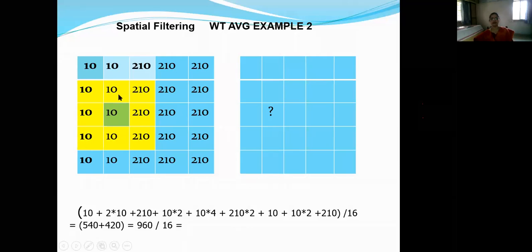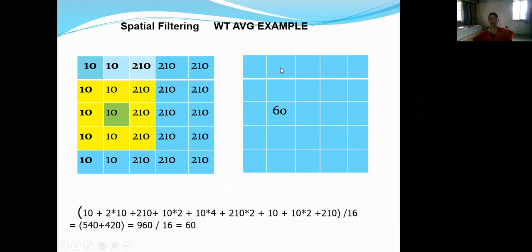16. So you will get this equation to determine the new value of the pixel by applying weighted average filter. Multiply every pixel value with its respective weight value and then add all these values. So the result is 960 by 16. So you will get value 60. The same value is repeated in this column. Mahek, Soumya, your results are correct.